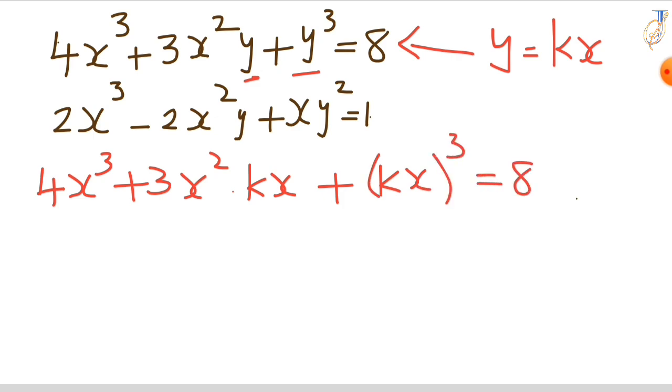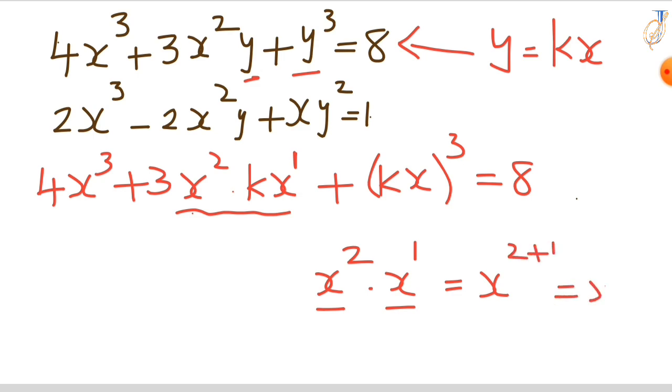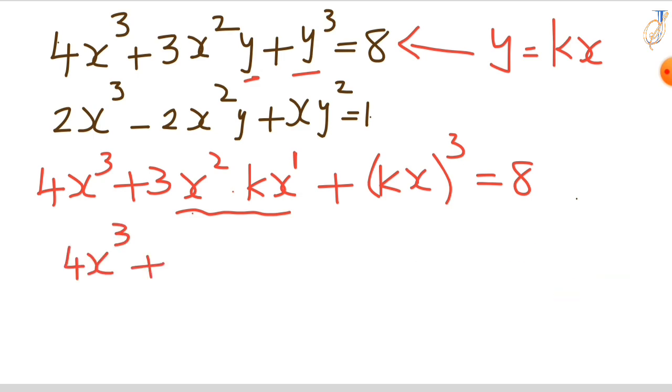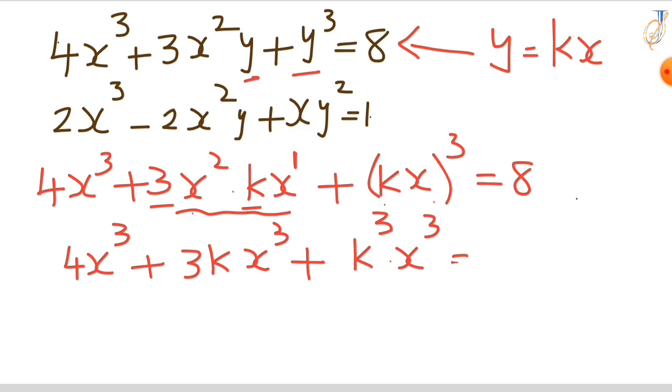Now expand the x terms. That is x raised to the power of 2 times x raised to the power of, here there is nothing, so you just write 1. When bases are the same, we can add the powers. So x raised to the power of 2 times x raised to the power of 1, we can write as x raised to the power of 3. This 3k x raised to the power of 3, plus this (kx) whole raised to the power of 3, we can write as k power 3 times x raised to the power of 3. That is equal to 8.